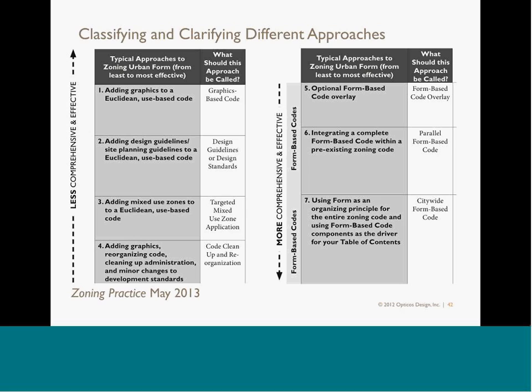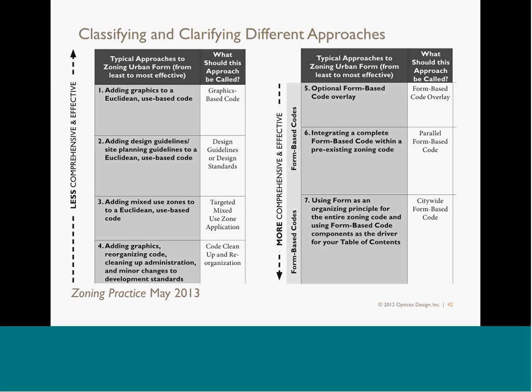The sixth one is integrating a complete form-based code within a pre-existing zoning code, and we call that a parallel form-based code. An example of where we've applied this is in Mesa, Arizona. I'll talk a little bit about that.